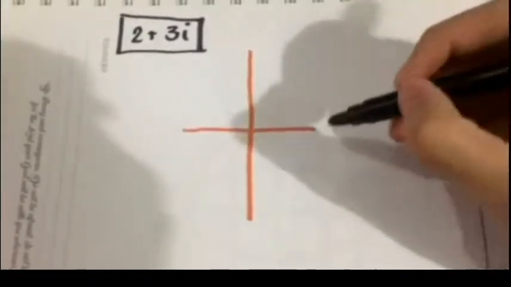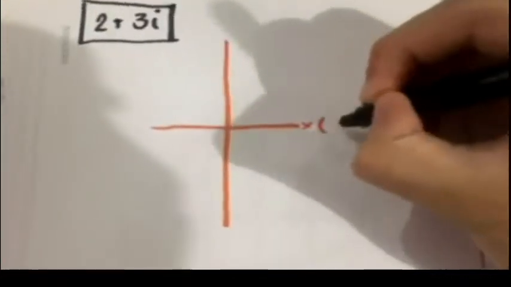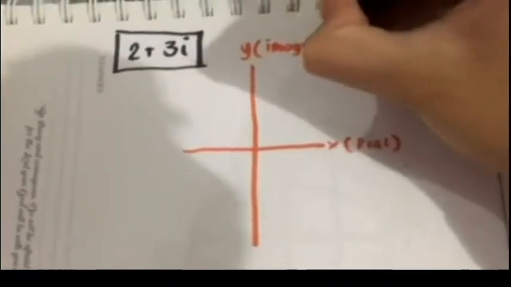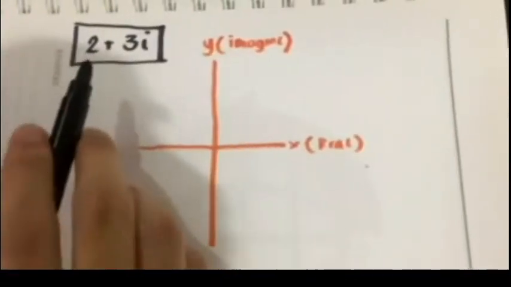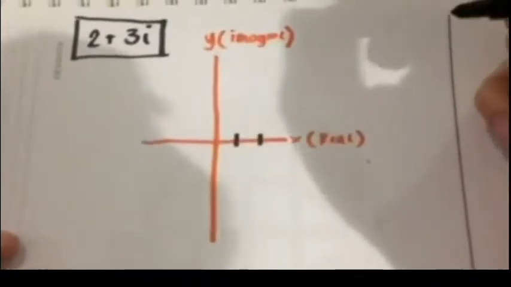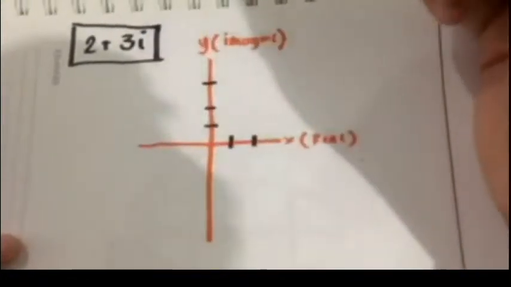Now we have to graph our answer. In graphing a complex number, let the x-axis be the real number and the y-axis be the imaginary number. In our answer, we got 2 in the real number, so we must put 1, 2. And on the imaginary number, we got 3: 1, 2, and 3. So we must plot our point here, and there we got our answer.